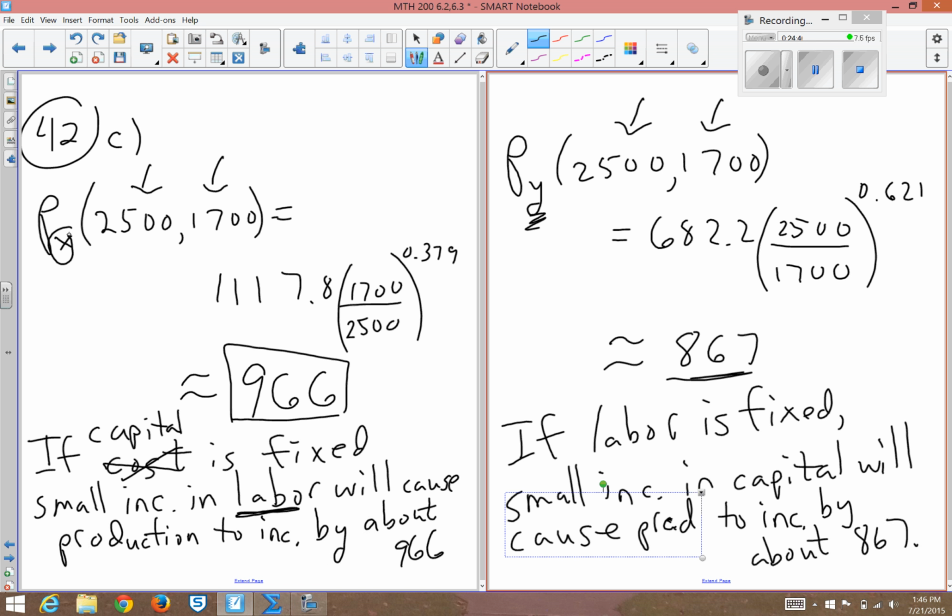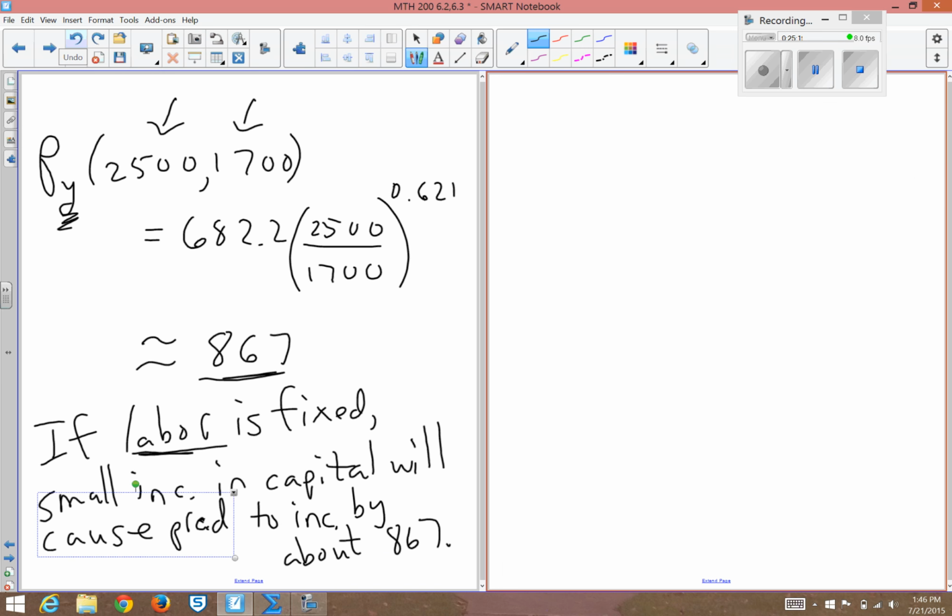So with the P subscript X, we kept the Y constant. Y is capital. This was the marginal production. P subscript y, we kept the x constant. X is labor. This 867 was the marginal production when the labor was kept constant. That's it. All right, the last section in this course is 6.3.